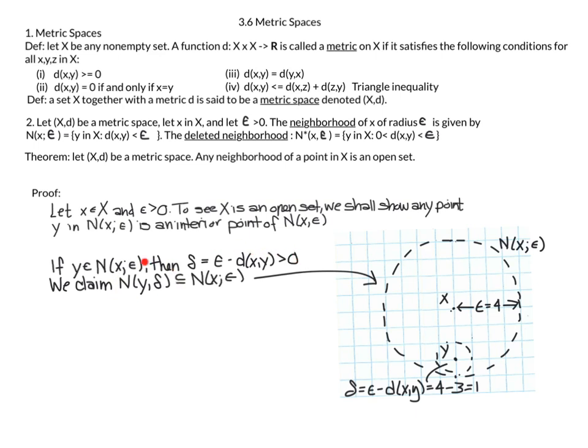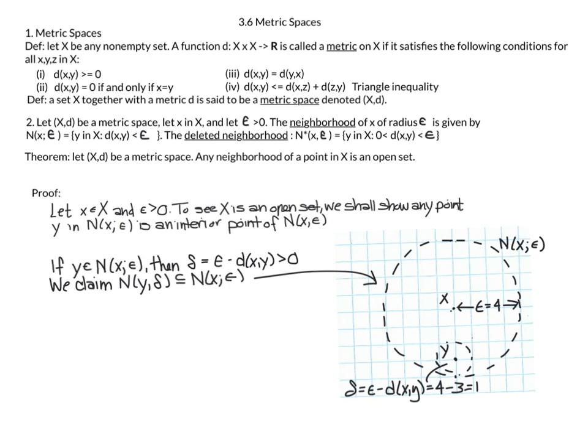We claim that the new neighborhood around y with this delta as its radius is completely contained in the neighborhood of x with the epsilon radius. And if it's completely contained, then y is an interior point. And I have a picture to kind of show what's going on.